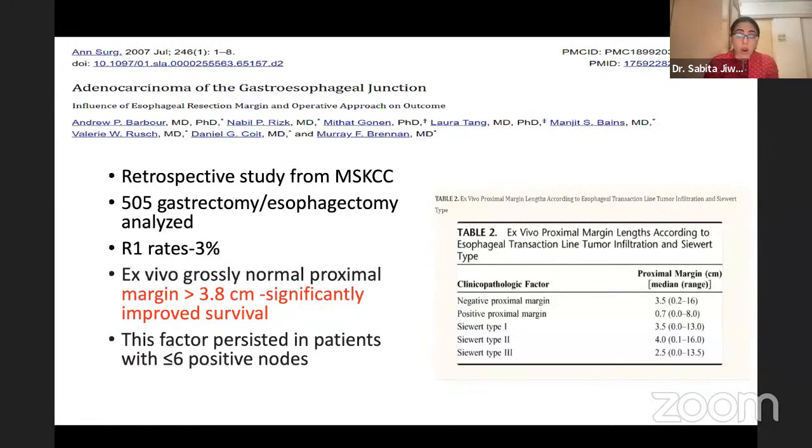So margins, again, not much literature, not too many papers specifically for gastroesophageal junction tumors, but this was a large retrospective study from MSKCC where 505 gastrectomy and esophagectomy specimens were analyzed along with the survival of the patients. They saw that the R1 rate was 3%, and they looked at ex vivo and in vivo margins. That is, when the margin is inside the patient's body, whereas when you resect and take it out, we all know that esophageal margins tend to shrink. So when the margin is more than 3.8 centimeters, there is significantly improved survival. And this was seen across all types of Seward tumors, Seward type 1, 2, and 3. And this factor persisted in patients even if they had a large nodal burden.